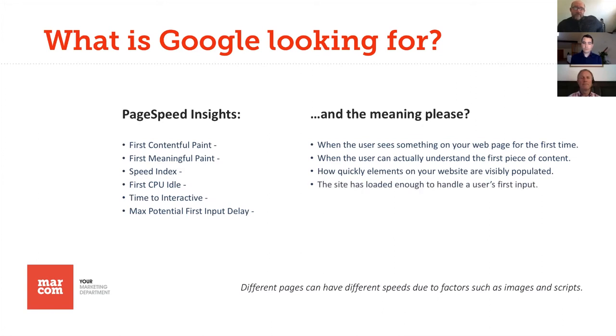First CPU idle is, has the site loaded enough to handle the user's first input? So any interaction on the site might be clicking a link, filling in a form field, or could be anything really. That's the time that Google is assessing there. Generally speaking, visible elements of the web page will be loaded prior to interactive elements of the page. And then time to interactivity is when everything is loaded in device memory. So when Google's satisfied that, based on the server request, it's taken all of the available information, all of the content, all of the code, and presented it into the client browser.